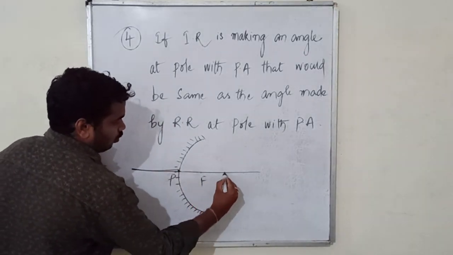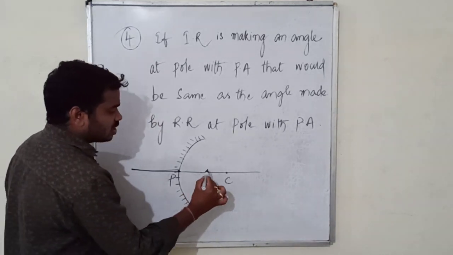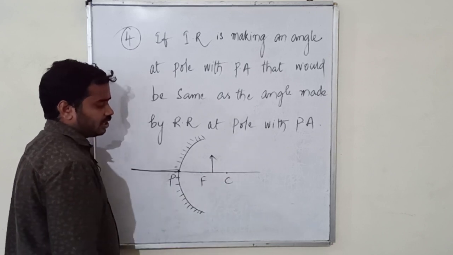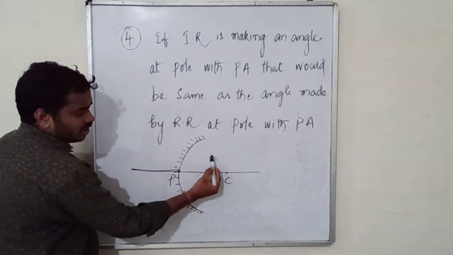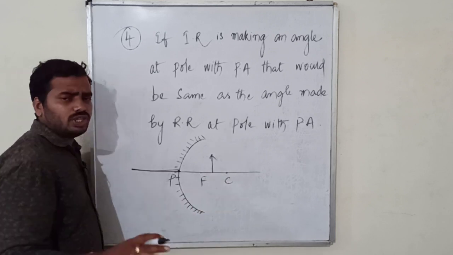Pole, focus, center. Now you see, you consider any object like this. I have considered an object like this. Let us consider a ray from the tip. You can consider from any part of the object. Okay, no need to worry.